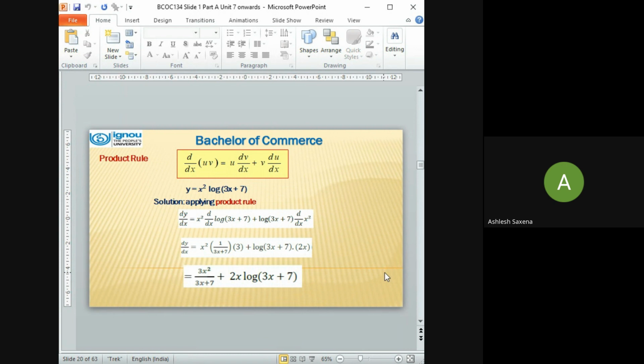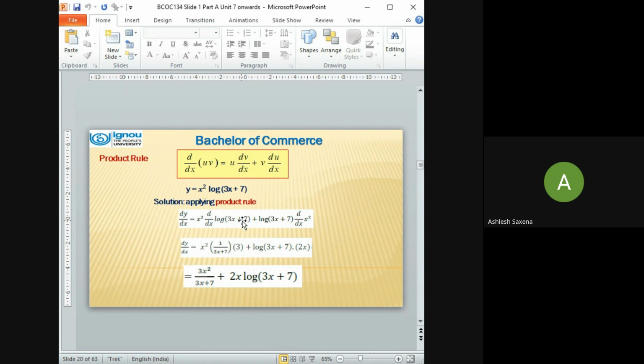See to this line. I'm talking about this line now. This is dy by dx. Left hand side will remain as it is. This x square comes over here. We are talking about the derivative of log 3x plus 7.